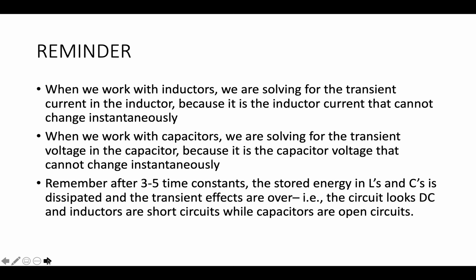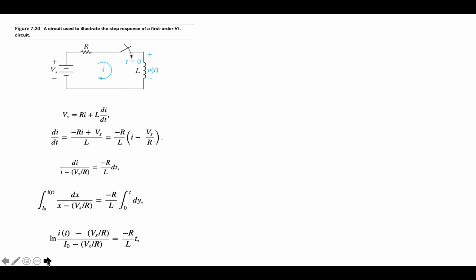Now this has consequences, because what this means is if you have a circuit that's been connected and sitting for a long time, quote unquote, you can approximate the circuit to look like DC. So in the words of textbook authors, a long time means more than 3 to 5 time constants.